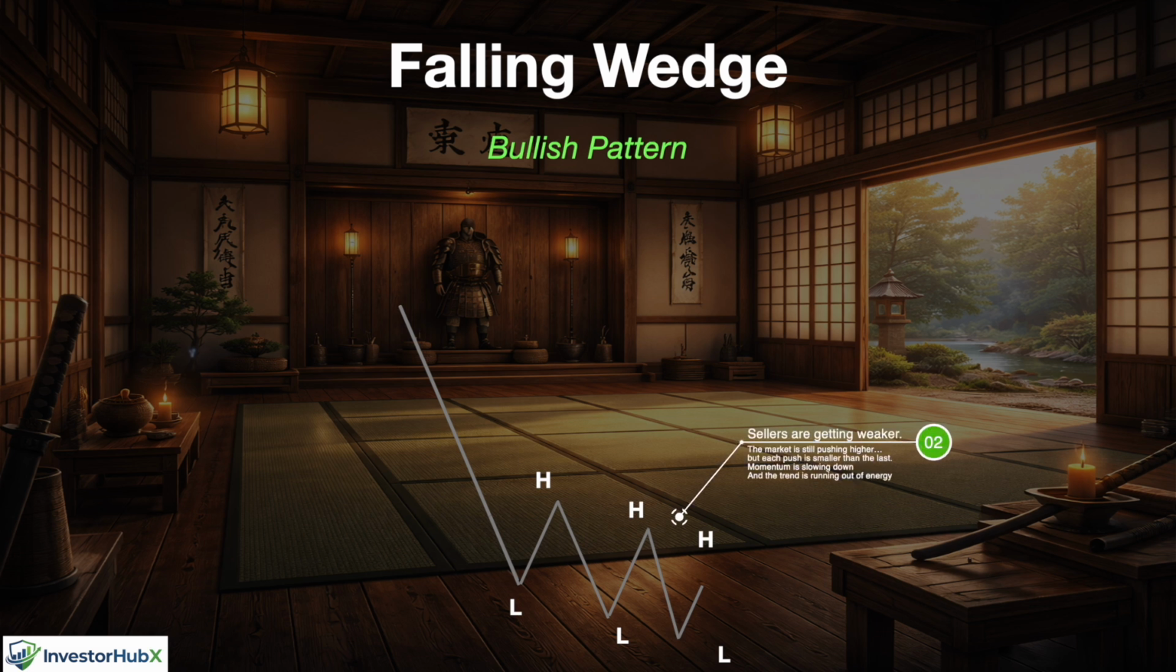What's actually happening is this. The market is still pushing lower, but each push is smaller than the last. Momentum is slowing down and the downtrend is running out of energy. This is where traders get trapped. They see price going down, they think the market is weak, so they sell near the bottom. But instead, the market reverses, and once again they become the liquidity.